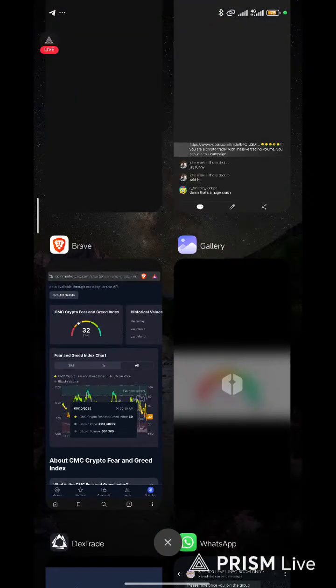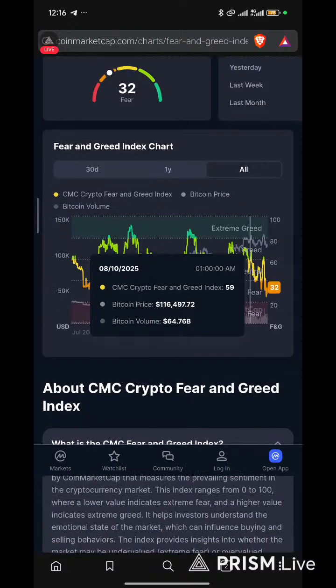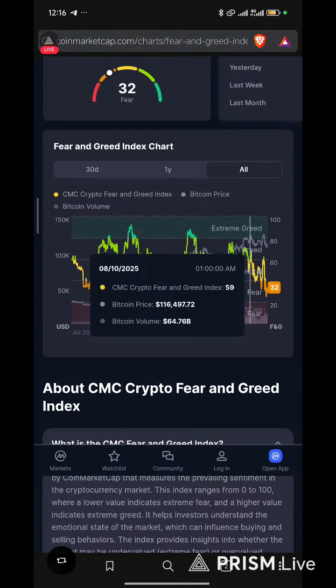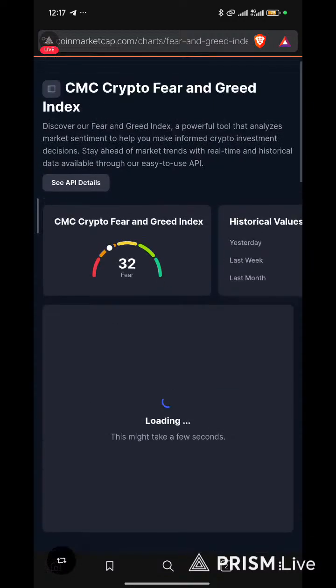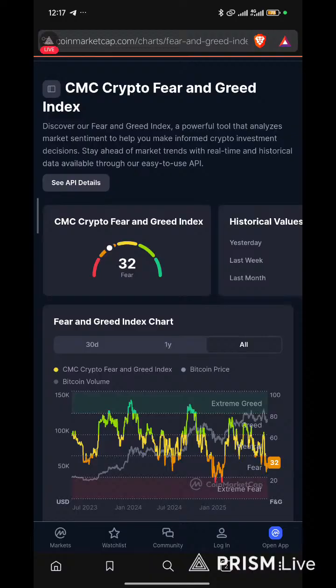Let's check CoinMarketCap again. I have a little feature I want to explain to you guys. This Fear and Greed Index chart, if you want to set it to 30 days, you can check it out.